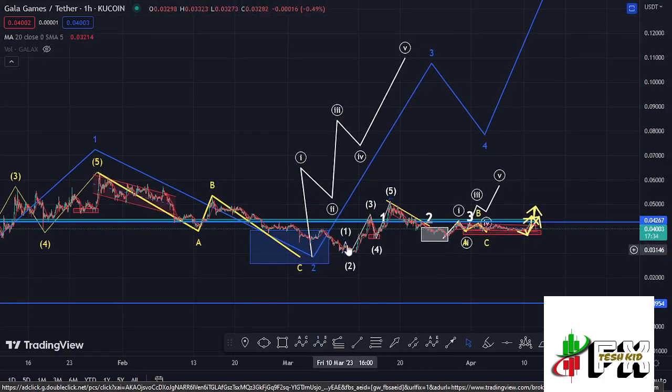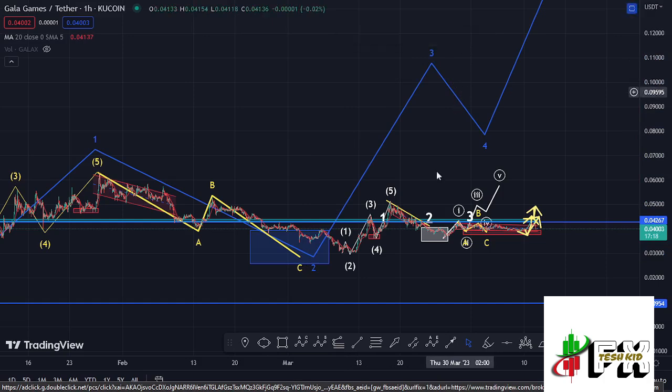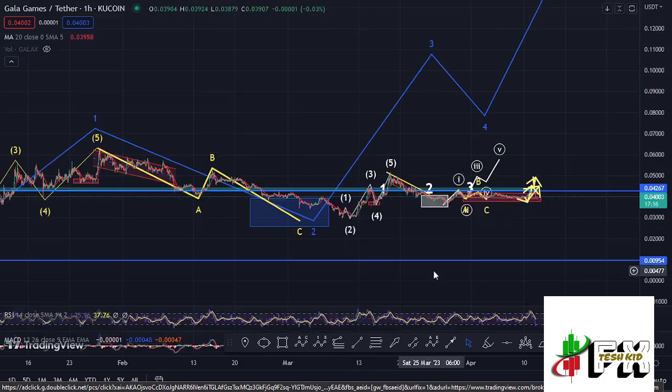And I believe the micro Elliott wave counts that you can see right here in white are the fractal waves within the formation of this wave 3, where I'm expecting the formation of the wave 5 to give us the high for this higher Elliott wave count 3 to the upper side. So that is what I'm expecting on the short-term scenarios and also on the long-term scenarios.